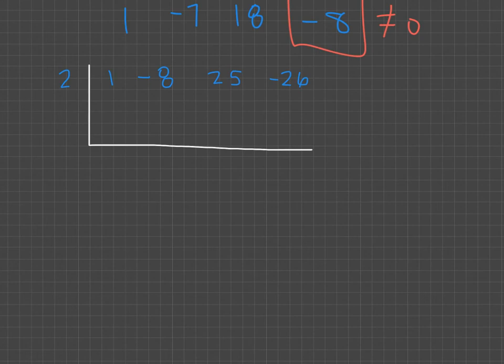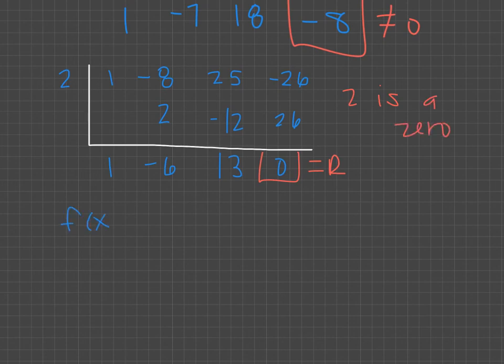Let's try 2. All right, it's going to look like that 2 will work out, and we get that remainder of 0. So 2 is a 0 of the polynomial. So we can write our polynomial as the factor that comes from 2, which is x minus 2, times the other factor, which is going to be quadratic because we started off with degree 3, so 1x squared minus 6x plus 13.